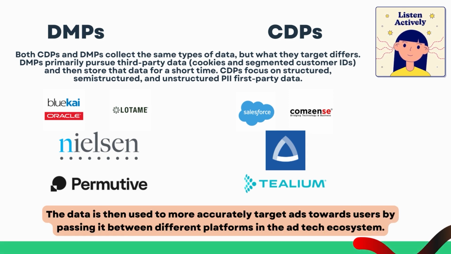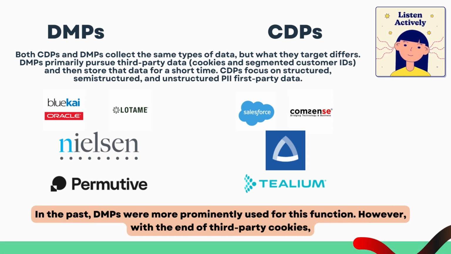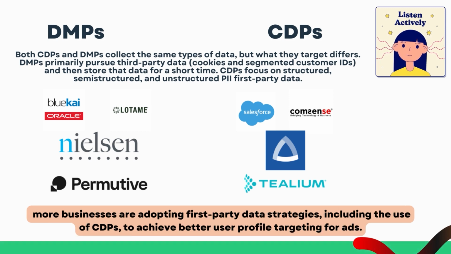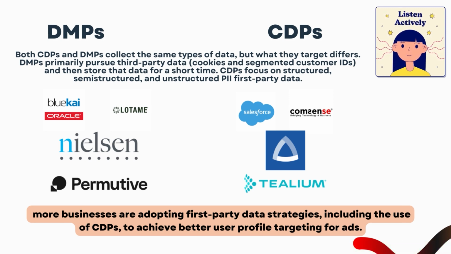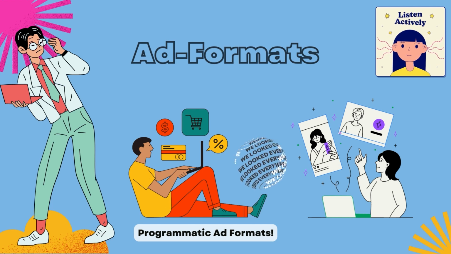The data is then used to more accurately target ads towards users by passing it between different platforms in the ad tech ecosystem. In the past, DMPs were more prominently used for this function. However, with the end of third-party cookies, more businesses are adopting first-party data strategies, including the use of CDPs, to achieve better user profile targeting for ads.